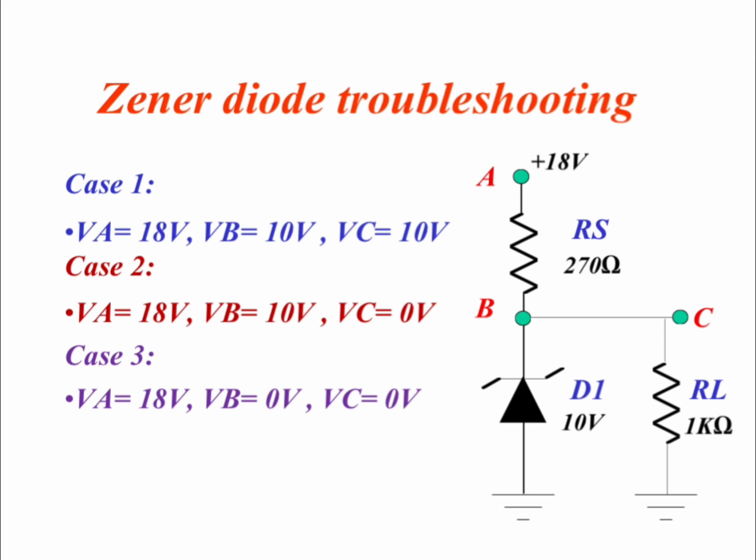Troubleshooting example: test node voltages. This slide shows a troubleshooting circuit and 3 cases of measured voltages at nodes A, B, and C. By comparing the node voltages, like VA equals 18 volts, and whether VB or VC are at 10 volts or 0 volts, we can infer if the Zener is regulating, open, or shorted.